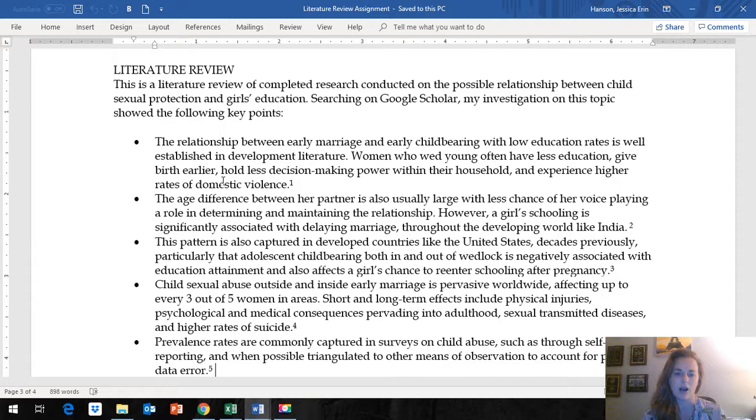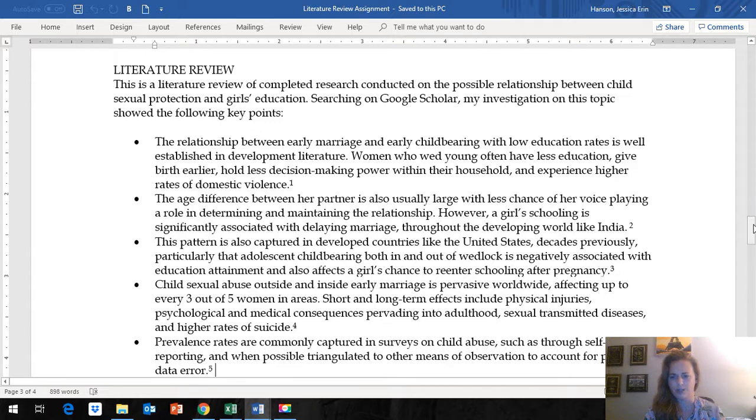So my research of development literature on Google Scholar showed that the lower a woman's education, or a girl's education, the more likely she is to actually be married off early or to give birth very young. And so women who wed young often have less education, give birth earlier, hold less decision-making power in their household, and experience higher rates of domestic violence, and that means beating from their husband.